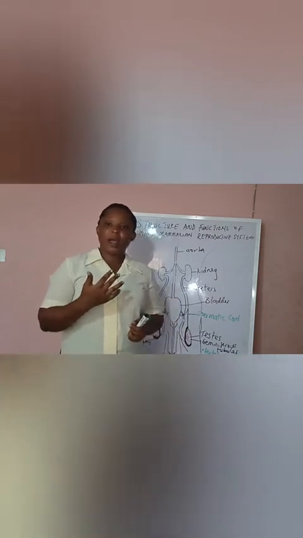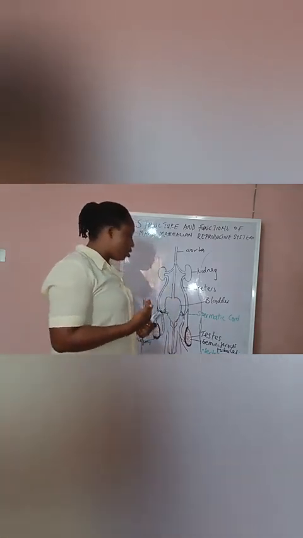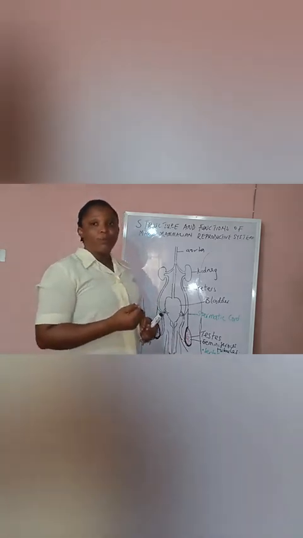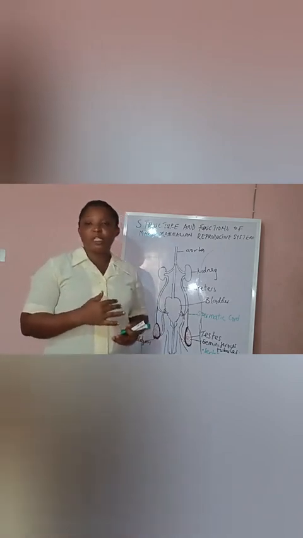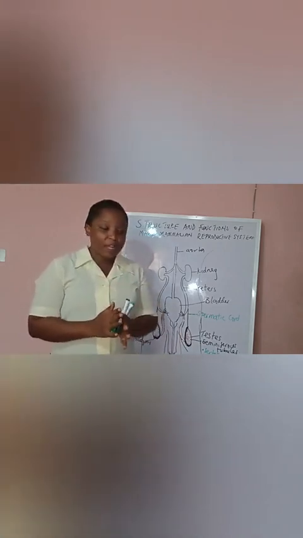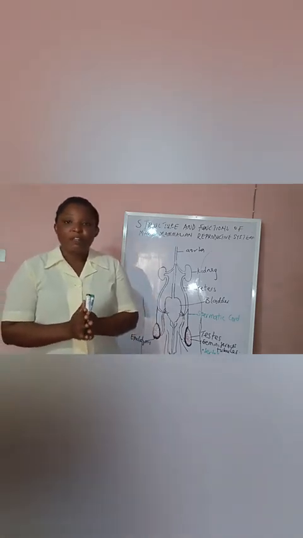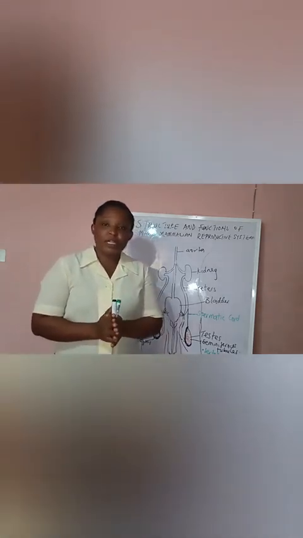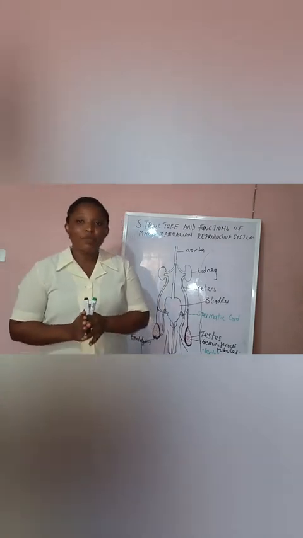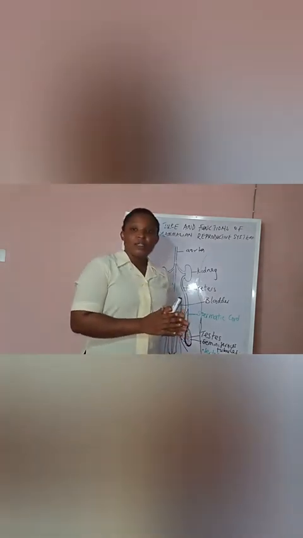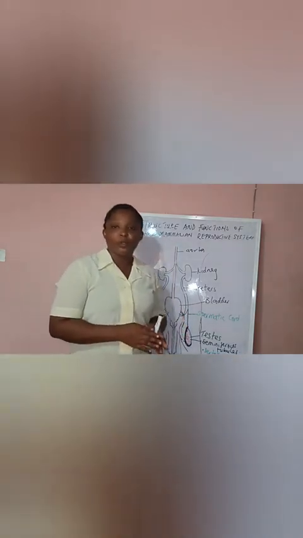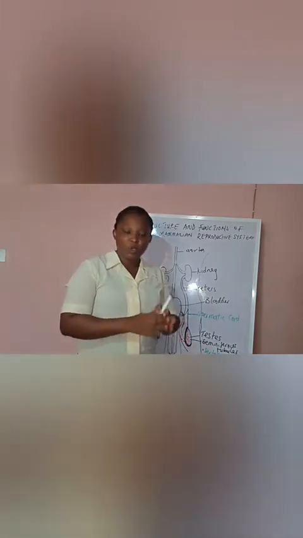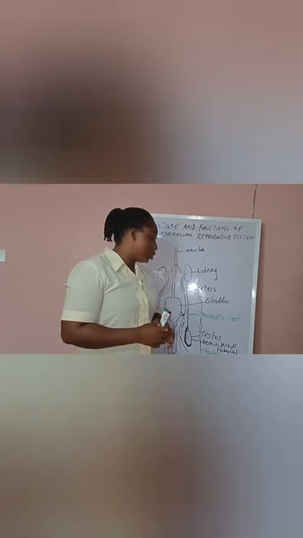So what is the epididymis? It is a long coiled tube. And what is the function of the epididymis? After sperm are produced in the testes, they are moved into the epididymis and stored temporarily until they mature. So the epididymis stores sperm until maturation.